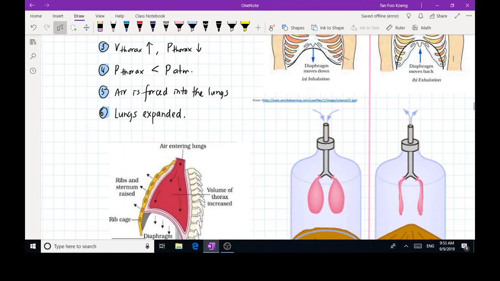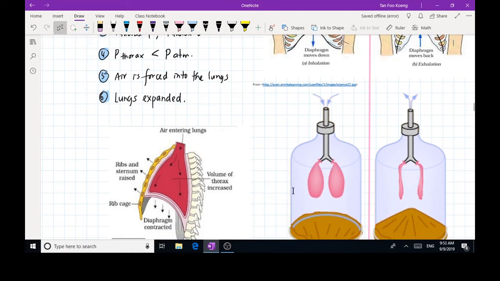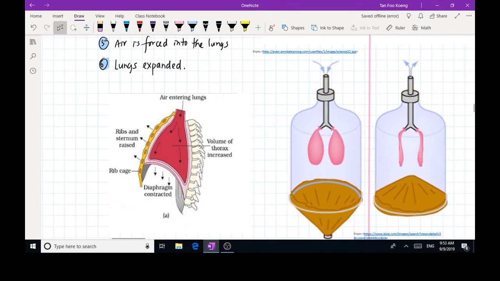So right now, as we can see in this diagram, the volume of the thoracic cavity has increased, the pressure of the thoracic cavity decreases, and as a result, the atmospheric pressure is now greater than the internal thoracic pressure. So as a result, air is forced by the atmospheric pressure into the lungs, expanding the lungs. Alright, so this is how we breathe in.